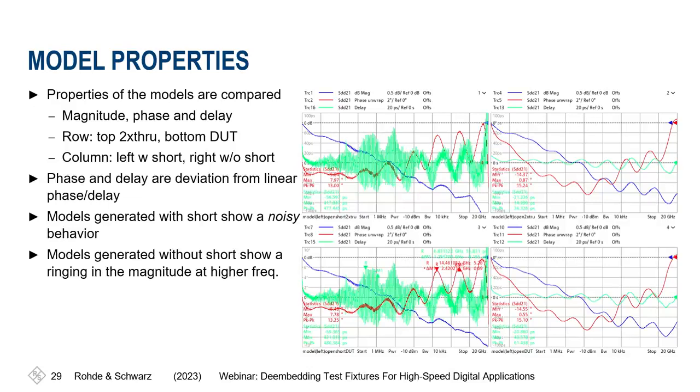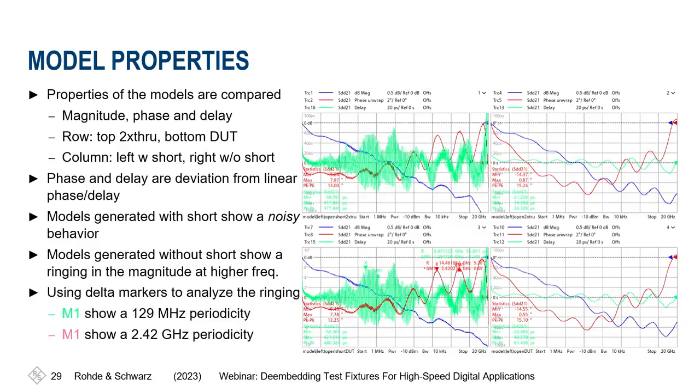The models generated without the short show a ringing at the higher frequencies in magnitude, which is also not exactly what we expect here. We're using delta markers to analyze the ringing. On the green curve, which means the delay, we measure a periodicity of 129 megahertz. And on the phase curve, the red curve, we measure a periodicity of 2.4 gigahertz. We come to that later.